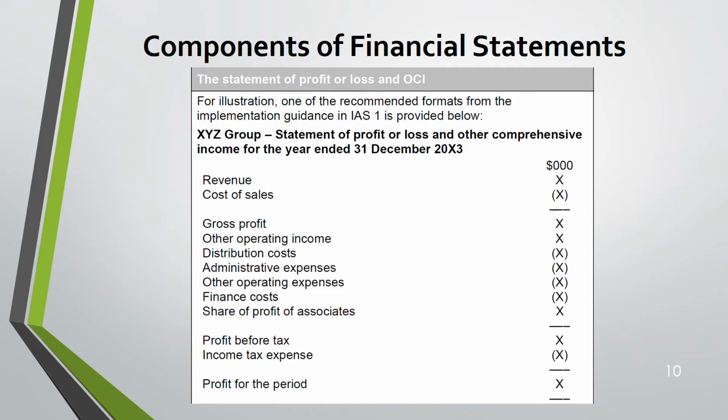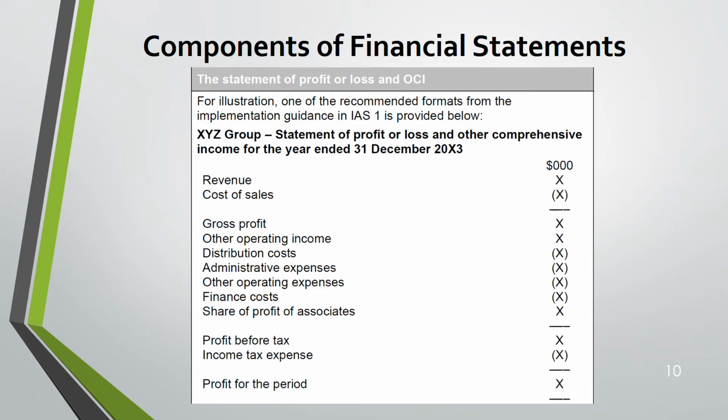What is an associate? In case you forgot, we have subsidiaries and we have associates, right? When you have an interest in an entity from 20 to 50%, it is known as an associate. It is not a subsidiary. Subsidiary means you have more than 50%. Less than 50% but more than 20% is an associate. For that, the share of their profit will be taken here and added in your income statement.